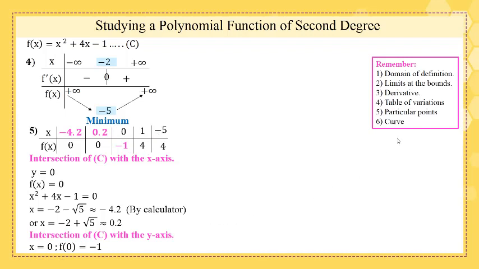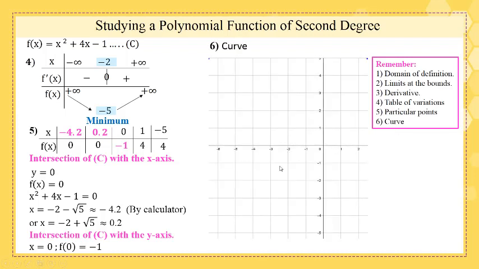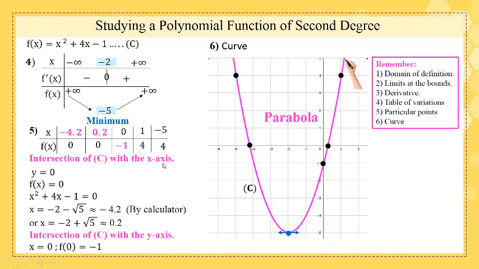The final step is to draw the curve. At the beginning of drawing any curve, you must start by locating the extremum points, if they exist. Here we have a minimum point, (minus 2, minus 5). You should draw 2 arrows at any extremum point in this way. Then continue locating the other points. Join these points together. This is the curve C, called a parabola. It has a U shape.